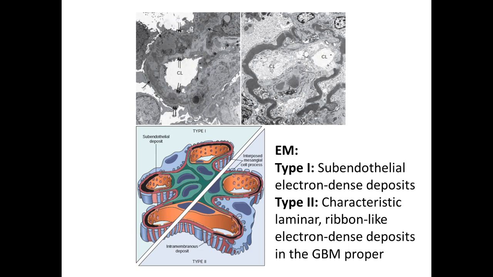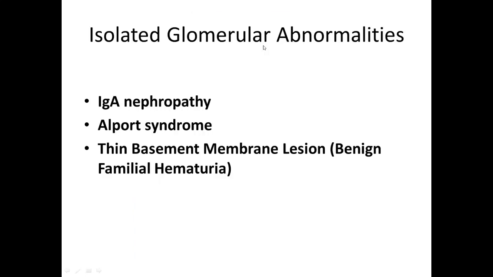And electronograms show us type 1. You can find here subendothelial electron dense deposits. Type 1, yes, deposits, on this scheme you can find them. And type 2 is characterized by laminar, ribbon-like electron dense deposits in the glomerular basement membrane, like here.